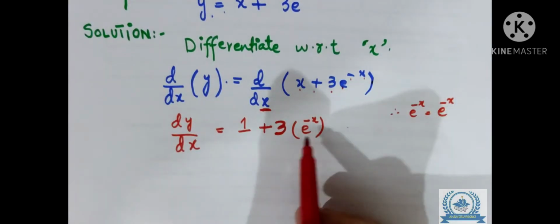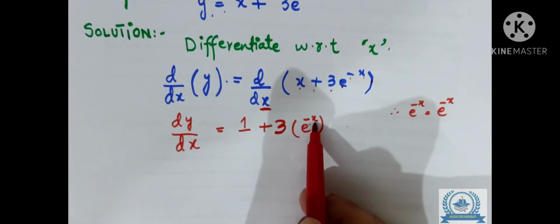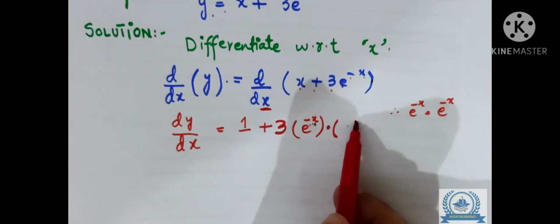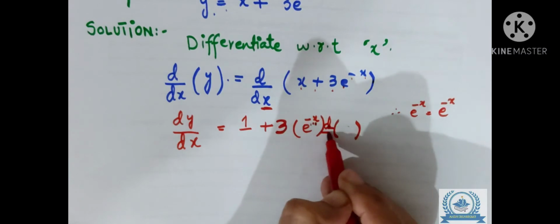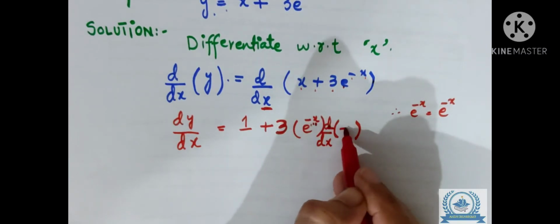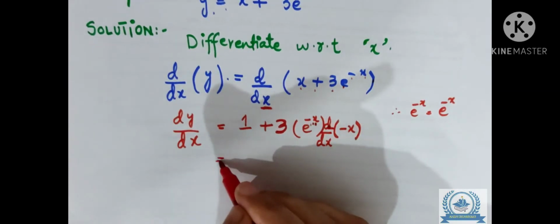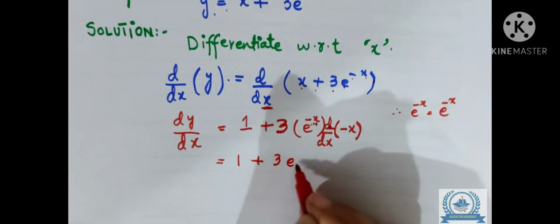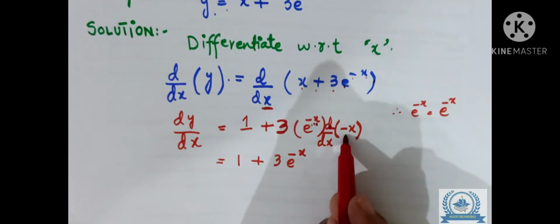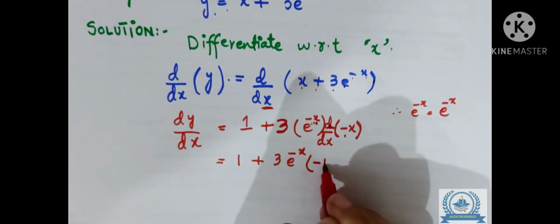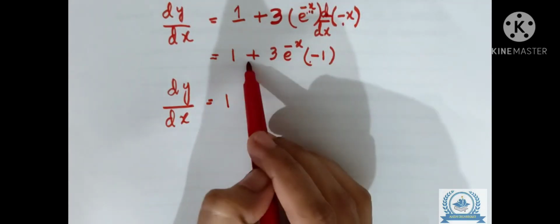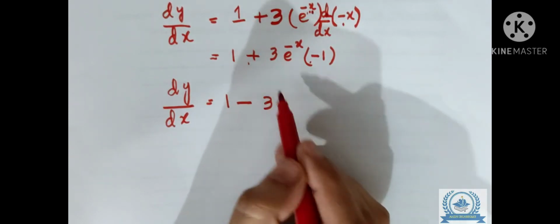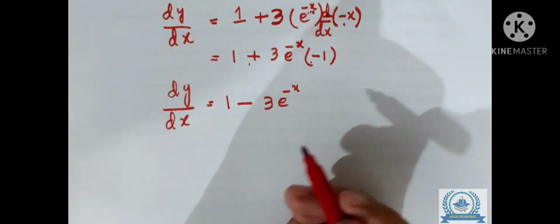Now here when we have a power in the e power minus x, we take the derivative of that power into multiplication. Here e power minus x, so the derivative of minus x, which is the power here, is minus 1. So 1 plus 3 e power minus x times minus 1 is equal to 1 minus 3 e power minus x.